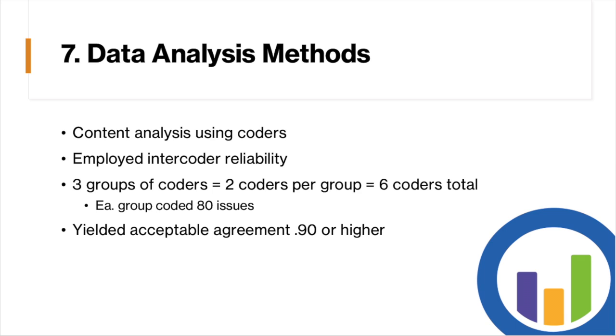And it was actually pretty interesting because one group coded the US and Canadian newspapers, and then group number 2 coded the Chinese language Asian newspapers, and then the last group coded the English language Asian newspapers. At the end, an intercoder reliability test was assessed, and they reached an acceptable agreement of 0.90 or higher. So that was actually pretty good.